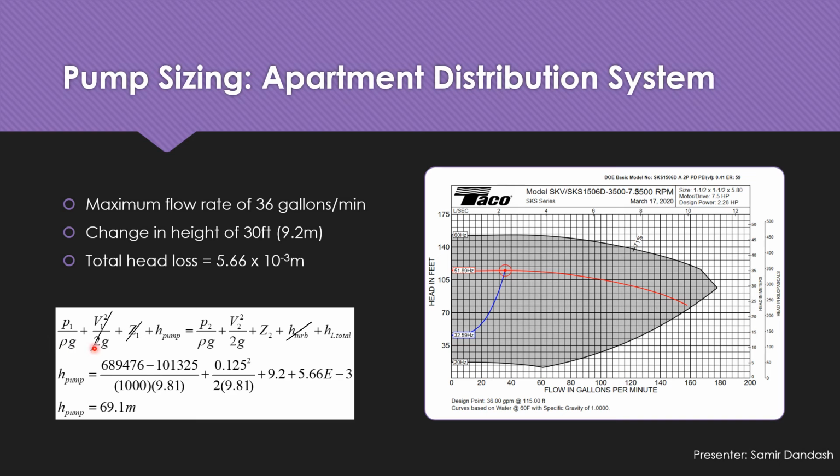Using Bernoulli's equation, we obtained the pump head, and to accommodate the 70 meters, we used two similar pumps in series. From the TACO chart, we picked two suitable variable speed pumps with the same stats. Each pump has an efficiency of 46% and a maximum RPM of 3500 at 7.5 horsepower.